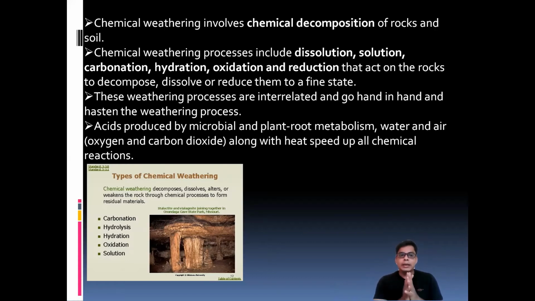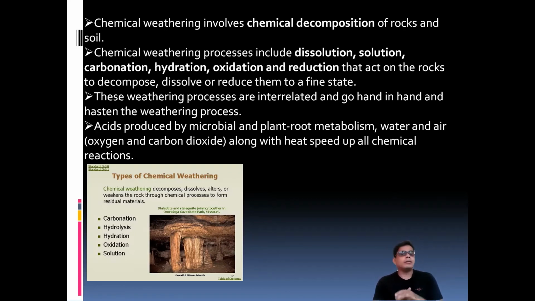Second thing, chemical weathering processes can be of different types: dissolution, solution, carbonation, hydrolysis, oxidation and reduction. By using these different processes, solution, carbonation, hydration, and oxidation, the chemical properties of the rocks change. So that's why it is called chemical weathering.